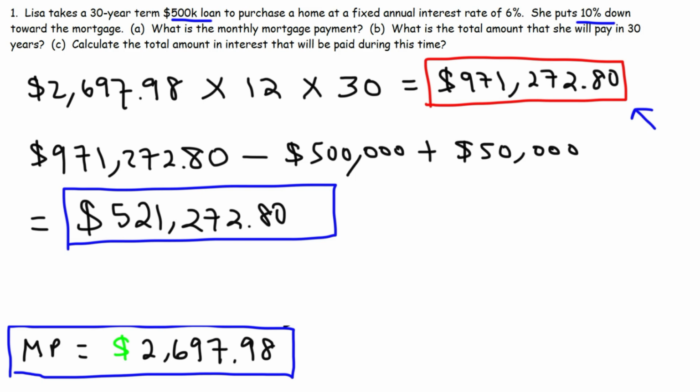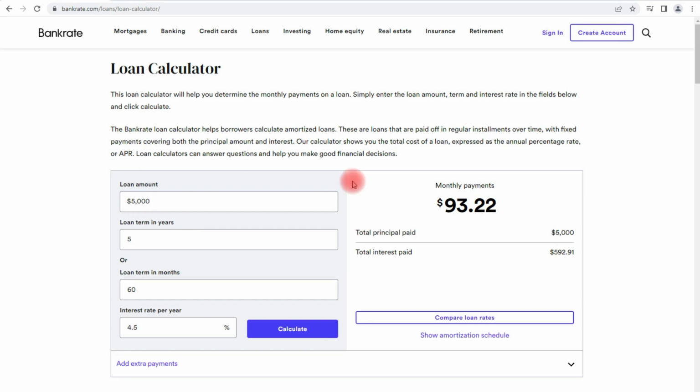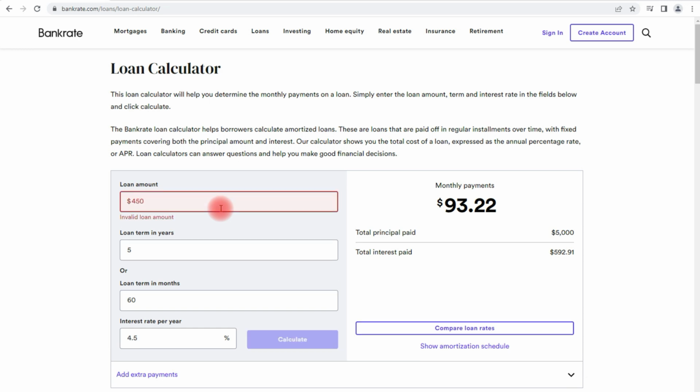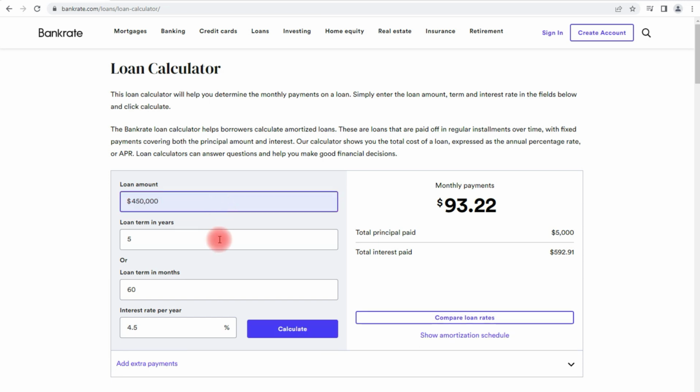So now you know how to calculate it using a formula. Now let's go ahead and confirm our answer. If you go to Google and type in online loan calculator and go to bankrate.com, you can get to this page. This is a very simplified way of getting the same values without doing any math. In this problem, the loan amount is going to be the difference between the principal and her initial deposit or down payment. So that was $500,000 minus $50,000. And so her starting loan balance was $450K.